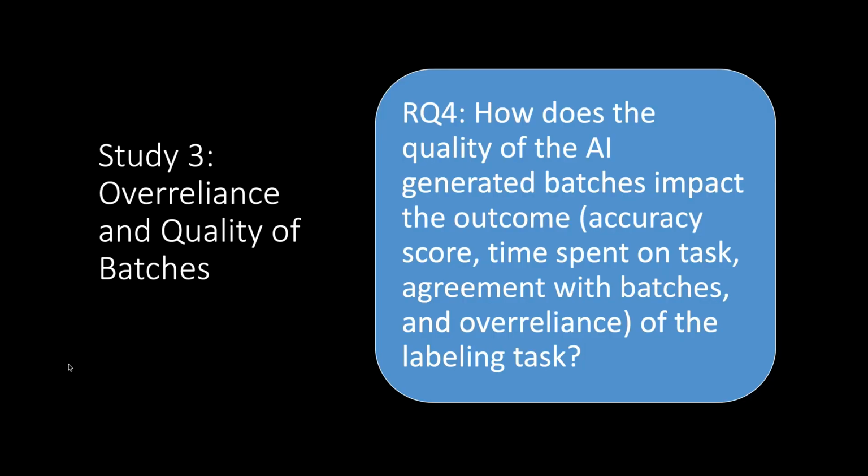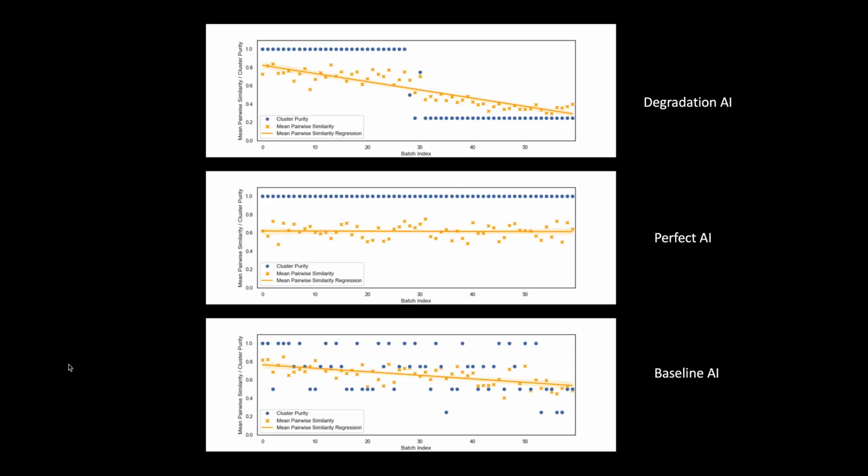In study 3, we were specifically looking at over-reliance on the quality of the batches. Now, we were using a baseline AI throughout the study, but what if we varied the different AIs that were generating the batches and introduced a degradation AI and a perfect AI? So the degradation AI, as you can see in this graph here, the quality of the batches decreases over time as the user is labeling.